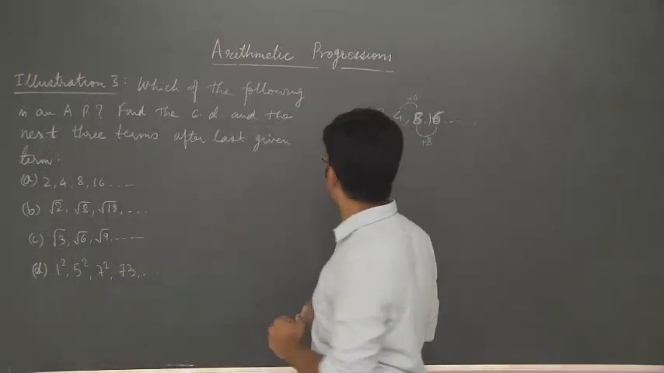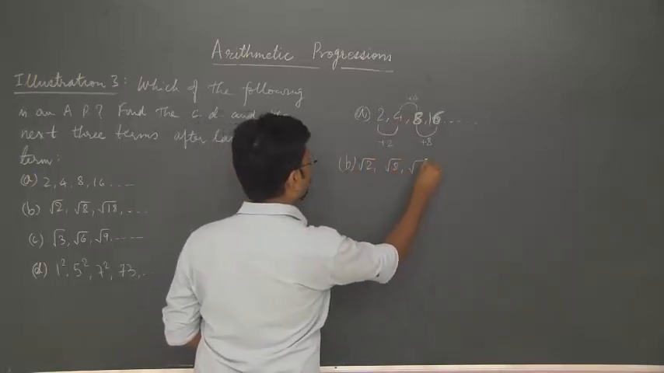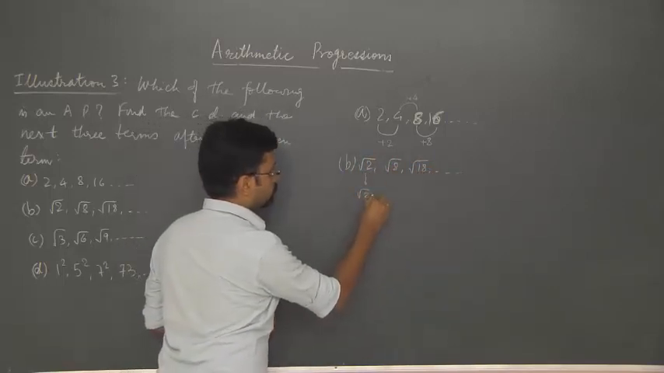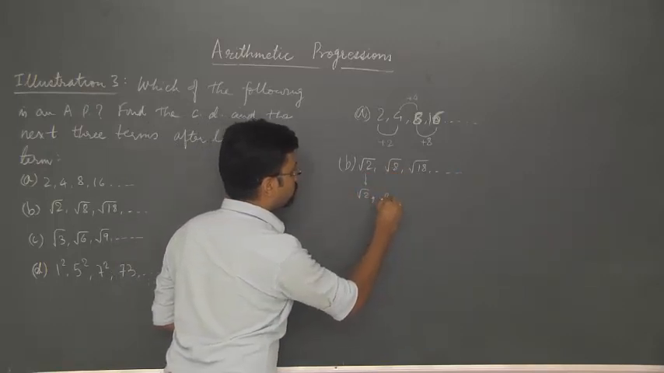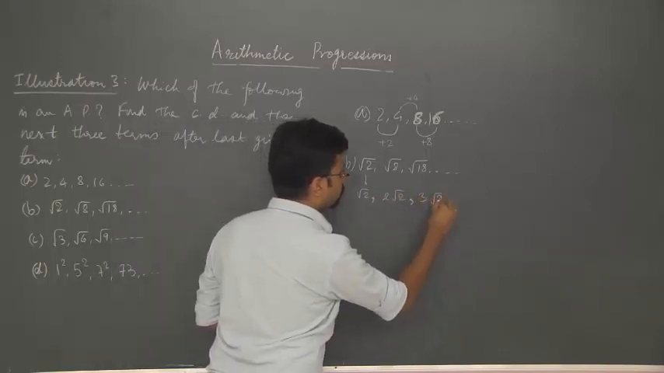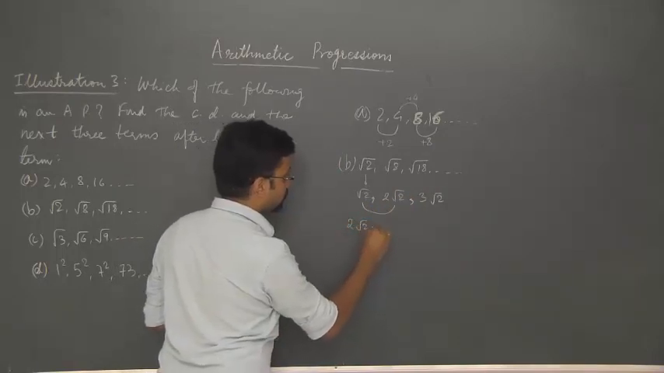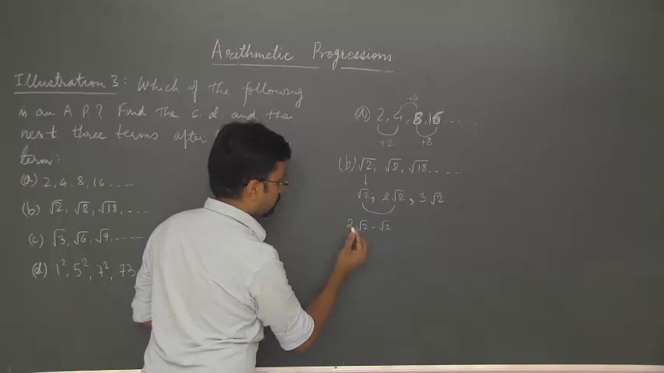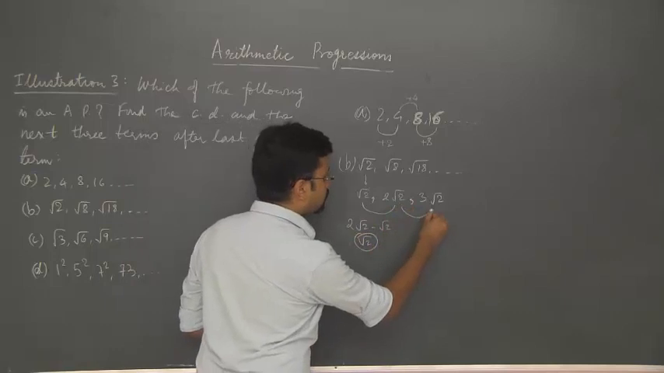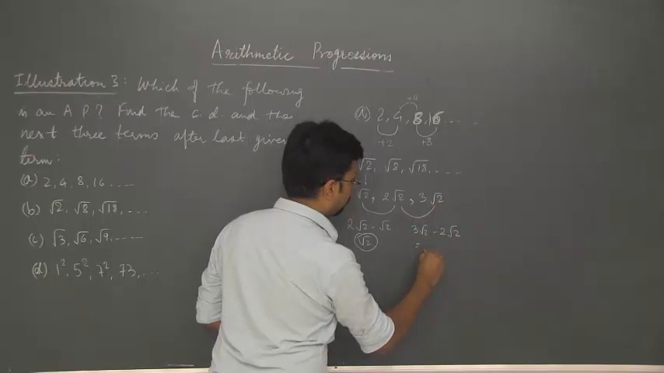Let us take the second one. The second one says root 2, root 8, root 18 and so on. Root 2 is root 2. Root 8 is what? It's 2 root 2. What is root 18? It's 3 root 2. Now we observe the difference between these terms. The difference would be root 2. What is the difference between these two terms? 3 root 2 minus 2 root 2. The difference would be root 2.